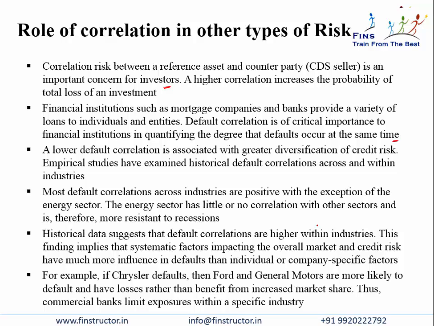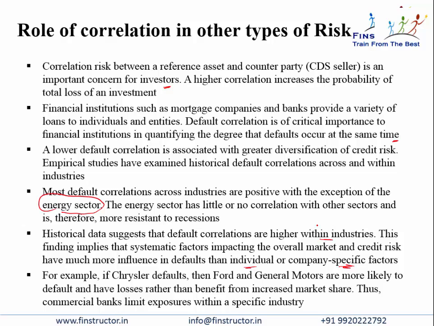So when things are good, they're good for all sectors. When things are bad, they're bad for all sectors except the energy sector, which doesn't seem to have much correlation. When oil prices go down, normally it helps all the other industries. So even the oil companies may be defaulting, but it doesn't mean all other sectors will also default, or at least that's what historical data suggests. Similarly, data suggests that default correlations are higher within the industry. So if one company within the industry defaults, it's quite likely others will also. This implies that systemic factors impacting the overall market and credit risk have much more influence in defaults than individual or company specific factors.